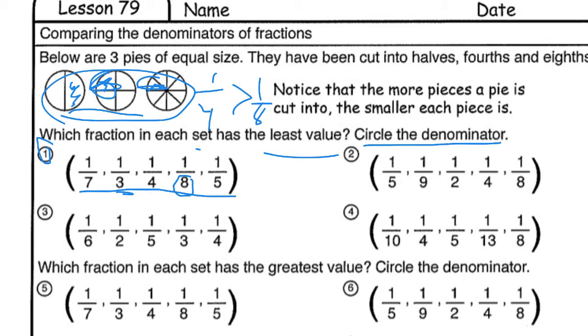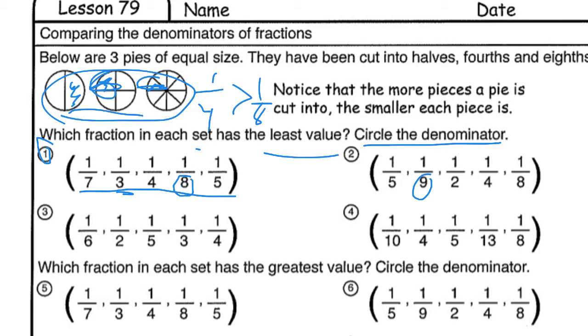What I'd like you to do right now is pause the video and try number 2 by yourself. Alright, so you should have already circled the denominator from the smallest fraction, or the one with the least value, and that would be 1/9. 1/9 is smaller than all these other fractions here. So if you did not circle the 9, pause the video and fix that and really think about why 1/9 is the smallest out of all these. Okay, pause the video again and do numbers 3 and 4.